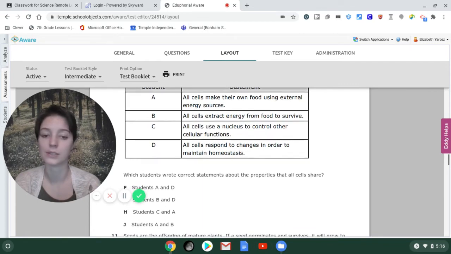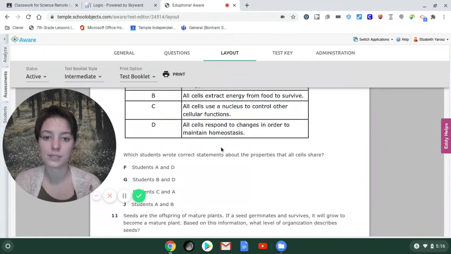C, all cells use a nucleus to control other cellular functions. Prokaryotic cells do not. They do not have a nucleus. Or D, all cells respond to changes in order to maintain homeostasis.